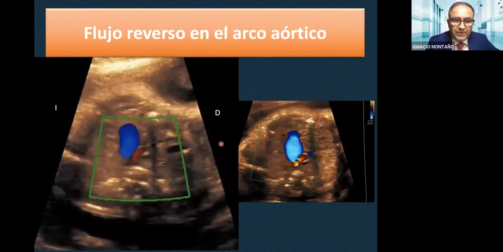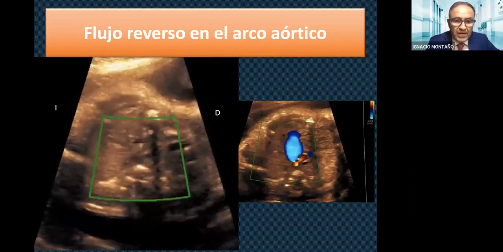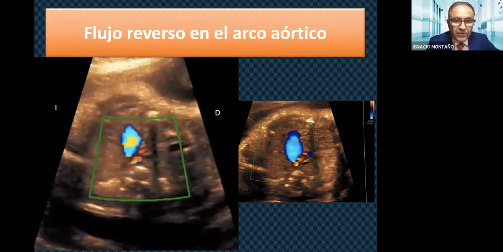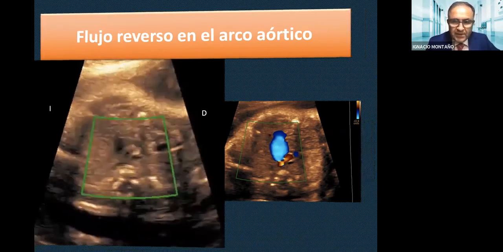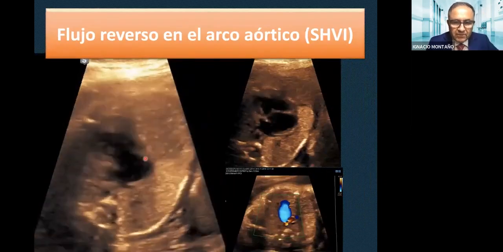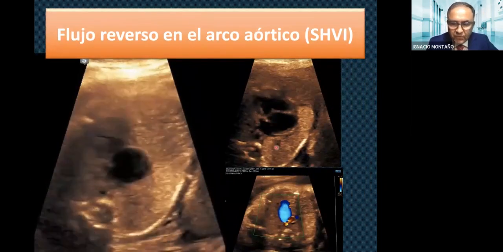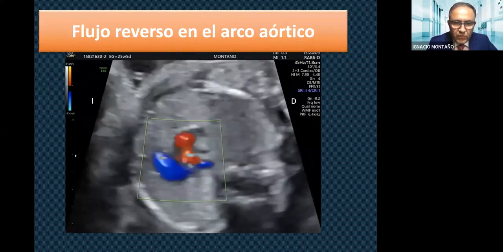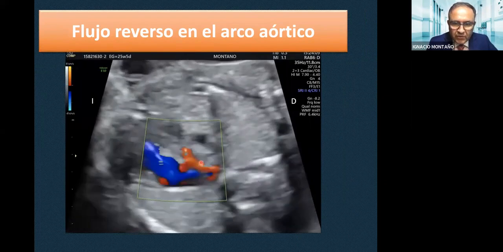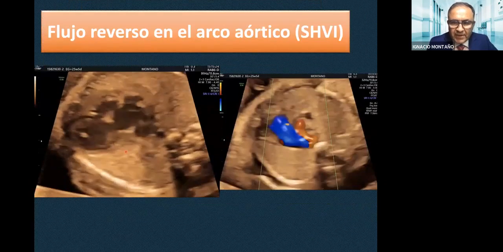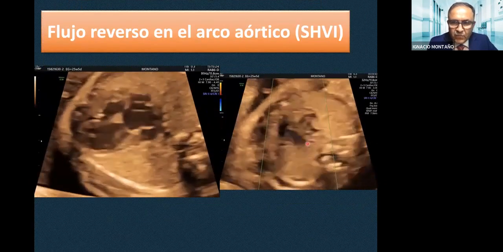Left-sided ductus-dependent heart disease: a wide ductal arch that is like a cannon, and a hypoplastic aortic arch of smaller diameter with reversed flow. We are facing hypoplastic left heart syndrome, where reverse flow will exist in the aortic arch. Another example, reverse flow in the aortic arch. Likewise, in another hypoplastic left heart syndrome, it is clearly seen that reverse flow exists in the aortic arch.